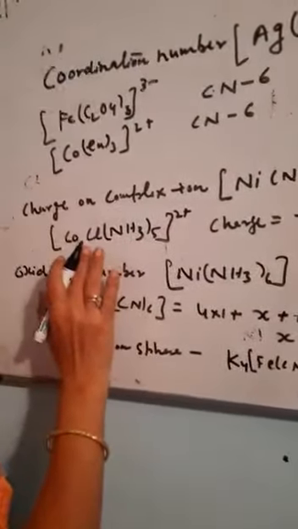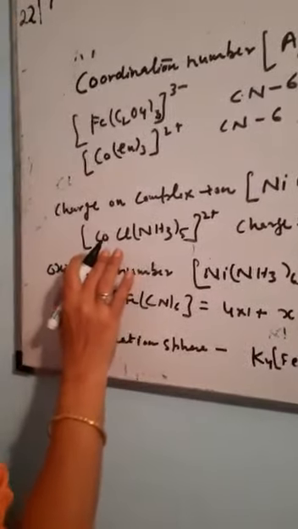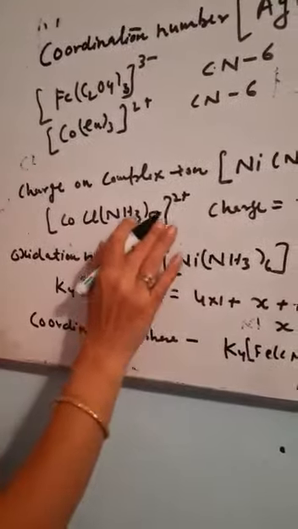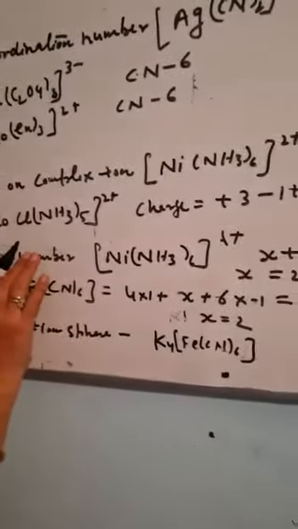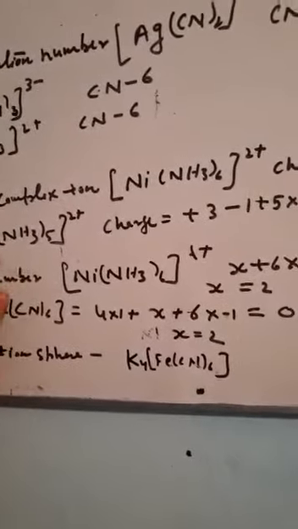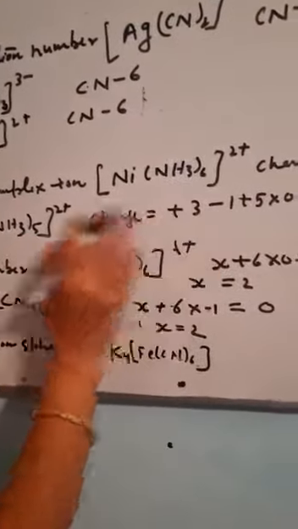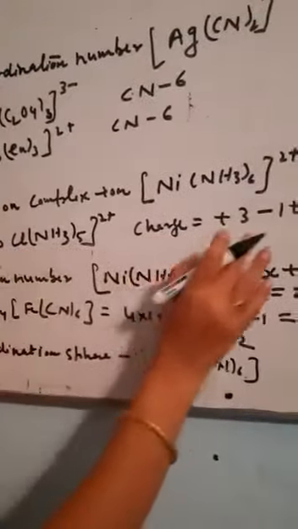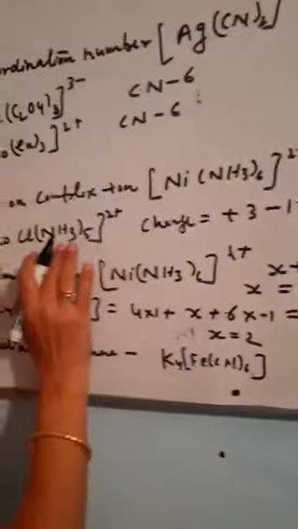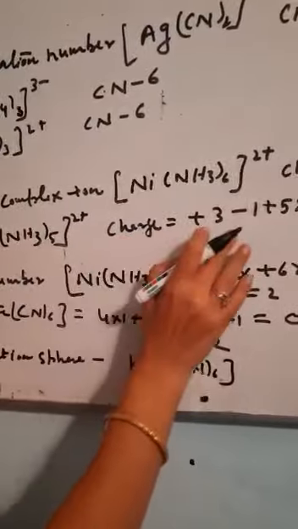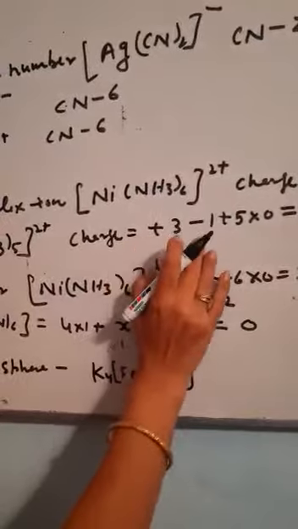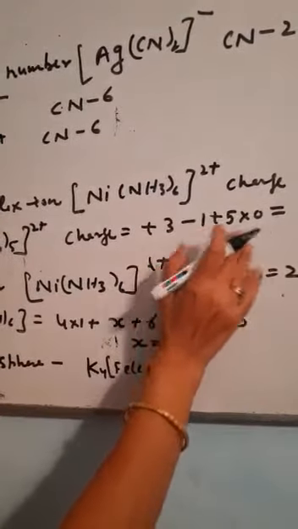Similarly, I will take one more example. Suppose there is a complex [Co(Cl)(NH3)5] with 2 positive charges. Now, in this case, the charge on cobalt is +3, chloride carries a -1 charge, ammonia has 0 charge, and there are 2 positive charges on the complex. So if we calculate the charge on it, it comes out to be 2.